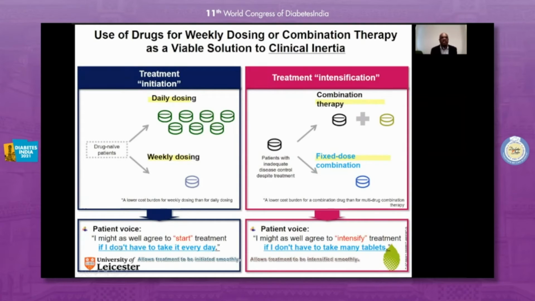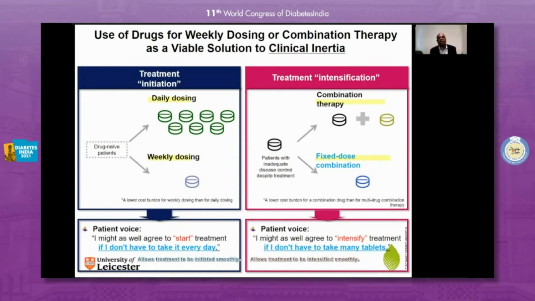From a qualitative study, this is a statement from one of the patients. "If I don't have to take the drug every day, I might as well start taking it, because I'm only having to take it once a week." And so it's a lot easier for them to take. Similarly, when you control your glycemia and the A1C target is not achieved and you want to intensify treatment, it's a lot easier to give a drug that they only have to take once a day than one that they have to take multiple times a day, which leads me into the story about fixed dose combination.